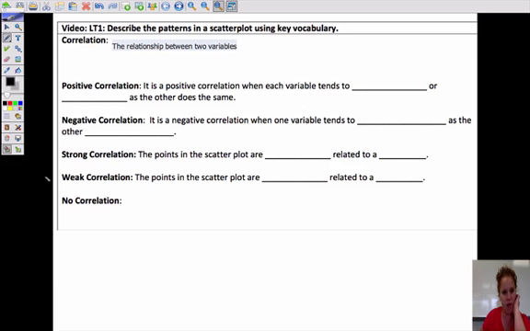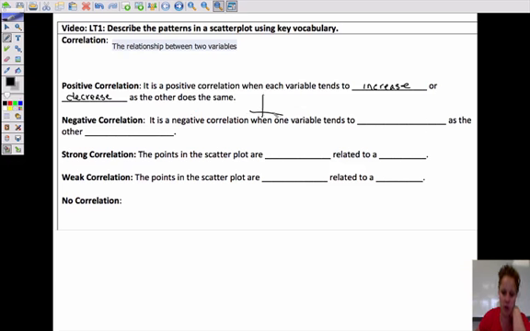The first term is correlation. If you want to pause the video, the definition of correlation is the relationship between two variables. And we're going to keep it as simple as that. Positive correlation, it's kind of like positive slope. It's a correlation when each variable tends to increase or decrease as the other does the same.